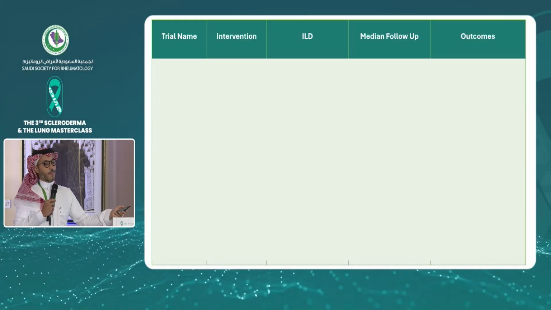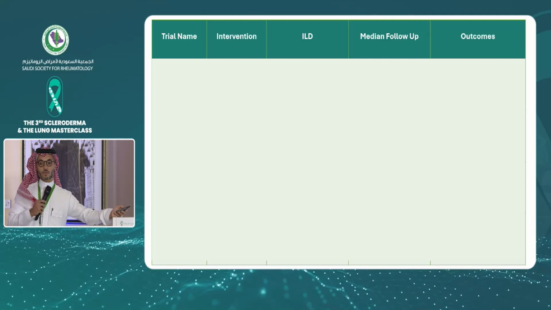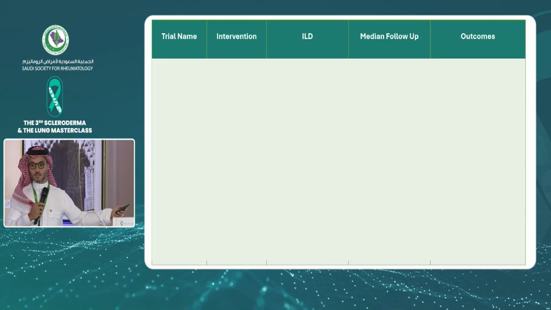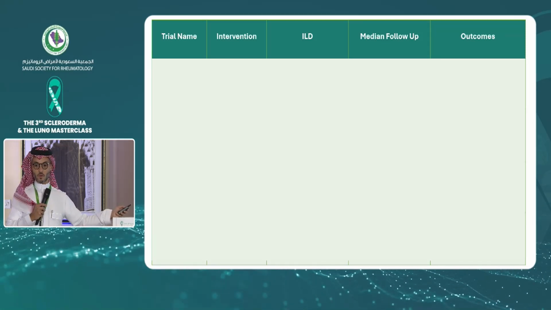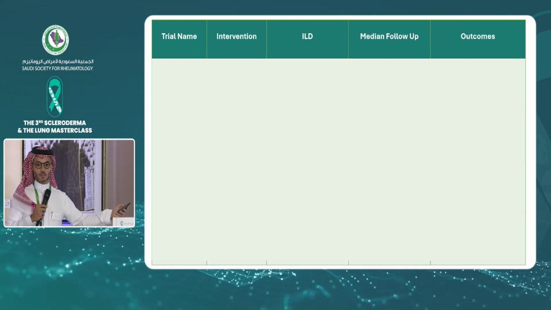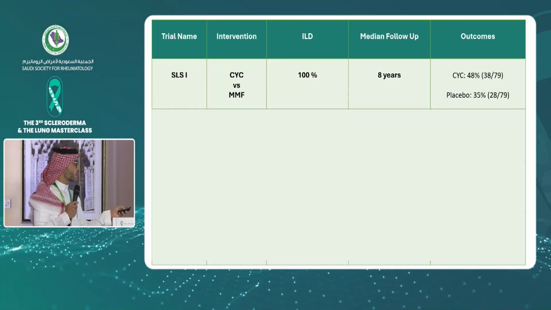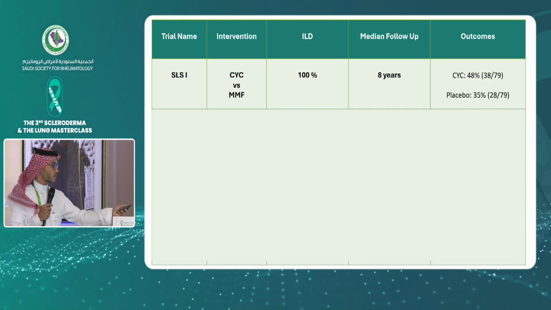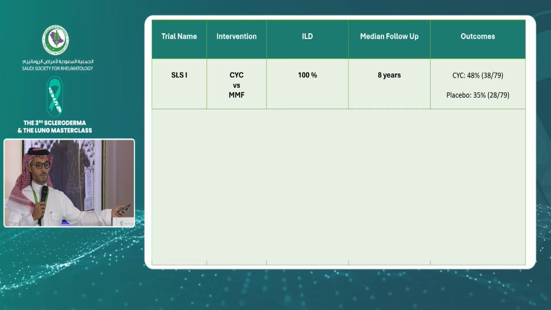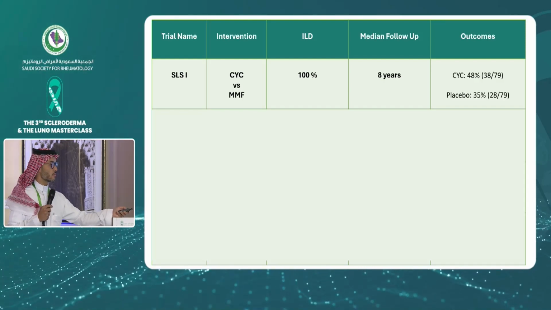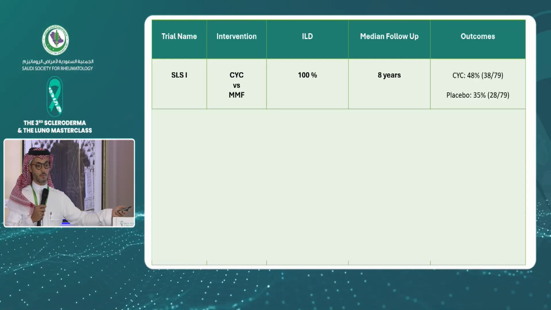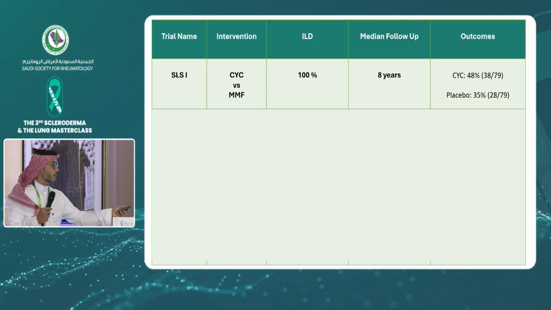How about outcomes from actual clinical trials? Clinical trial patients are receiving treatment or placebo, but they have close follow-up. Those are the patients who are receiving the optimal care. And despite this, if you look at the SLS1 trial, with 100% ILD patients and a median follow-up of 8 years, the mortality was high, 48% in the cyclophosphamide arm, and placebo was 35%.